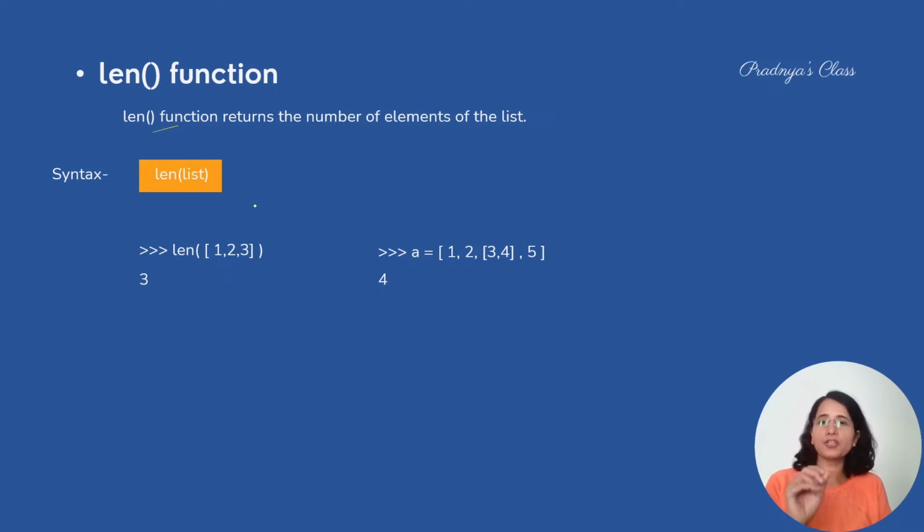The len function gives the number of elements in the list. So here is the syntax to write the len function. We have to mention the list in the len function. Let's consider one simple example. Here there is one list with 3 elements, and using the len function we got the number of elements. In the second example we are using a nested list. There are a total of 4 elements in the list, so we are getting the result as 4. This nested list is also considered as one element of the list. We will study the concept of nested lists in this video.